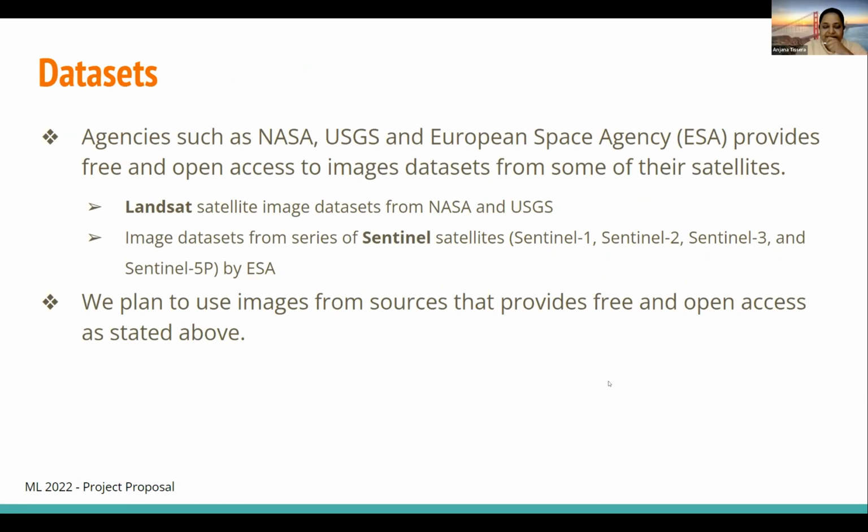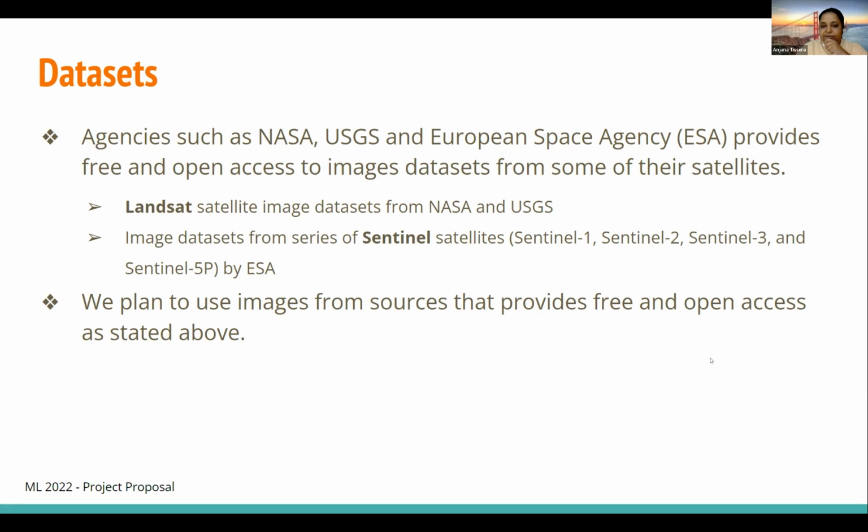Yes, we looked at a few datasets at the moment. We found that agencies like NASA, USGS, and the European Space Agency provide free and open access to some of their datasets from their satellites. For example, the Landsat satellite image dataset from NASA and USGS. Also, the European Space Agency has the Sentinel series of satellites, and we can get images from 5 of them for free.